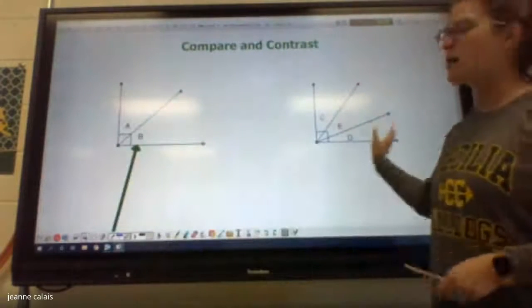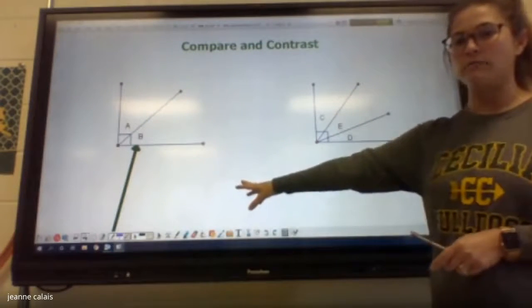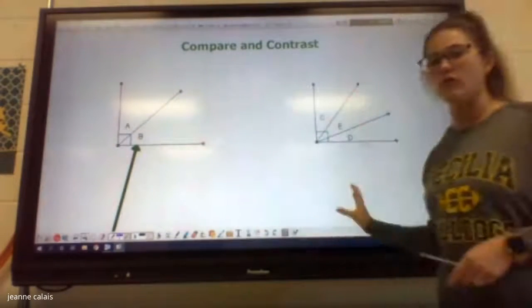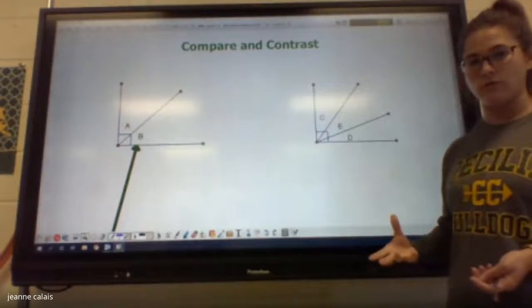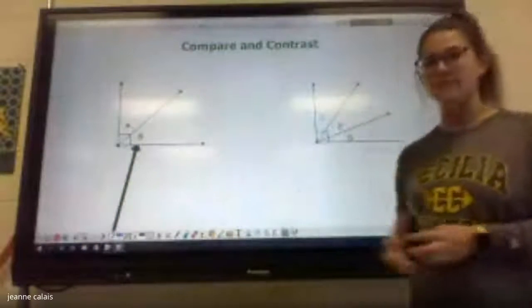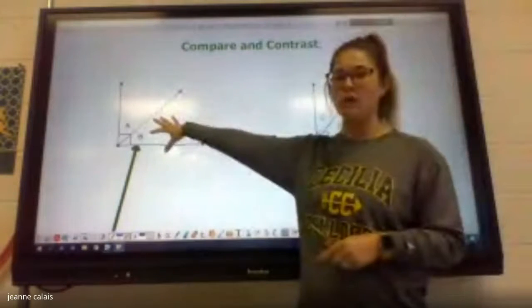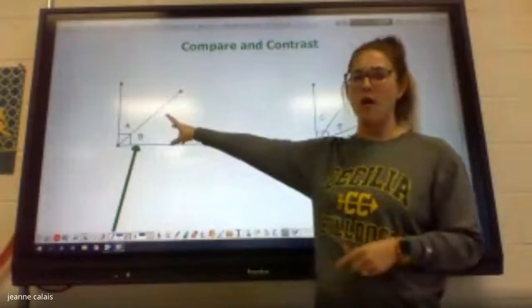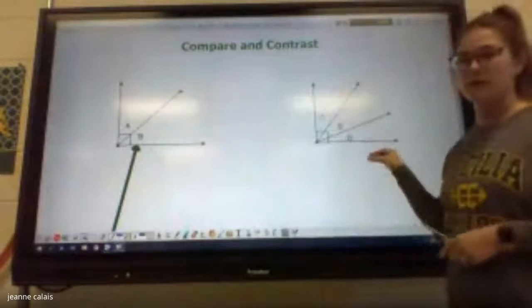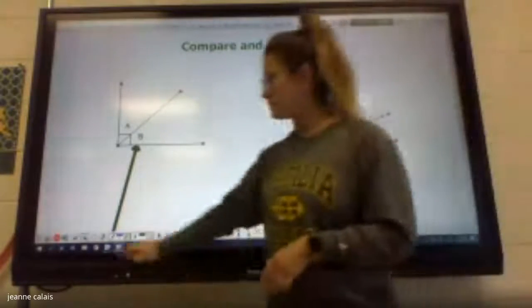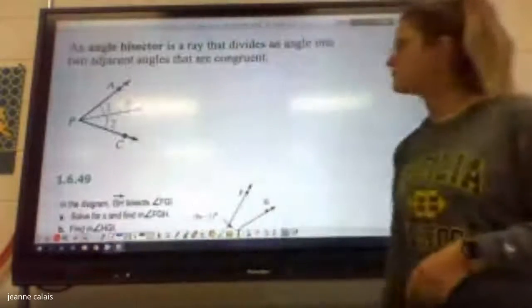Same concept as the last slide. Both sets of angles are forming right angles. Both sets of angles are going to add up to 90. Correct. However, by definition, you can only say two angles are complementary. Here, this is three. That's not going to work out.